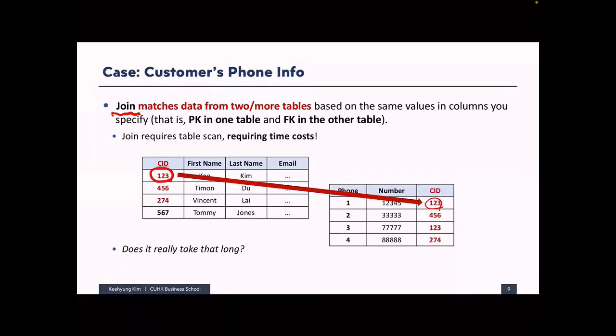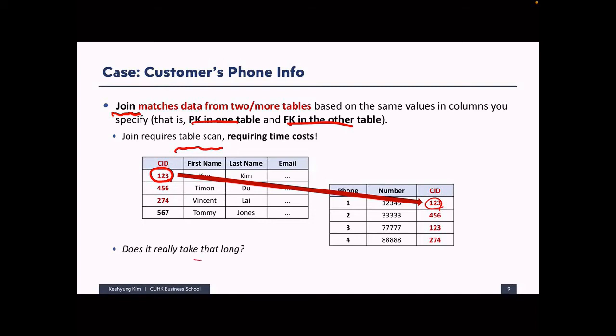Basically, a join is a process that matches data from two or more tables based on the same value, which is a primary key in one table and a foreign key in the other table. The problem with join is that it is a very slow process. Join requires a table scan, which I'm going to explain a little more later. This table scan is very slow, so it requires a lot of time cost if you use join.